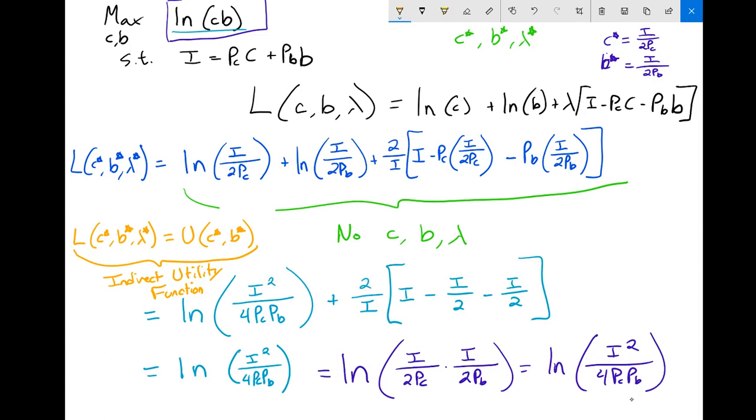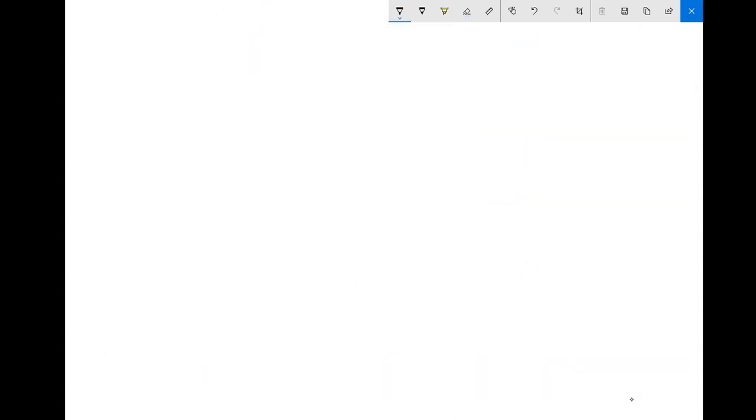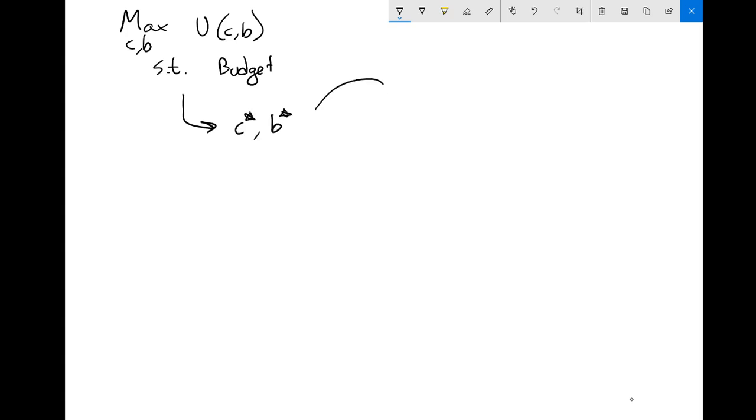All right, so then let's go to the next step here. I'm just going to get rid of all of it. Let's start over. Okay, so let's just reiterate. If we did a maximization problem subject to the budget constraint, we would solve that and get C star, B star. We could plug those values back into the utility function, and we will get the indirect utility function, which we might write like this, where it's now a function of the parameters.